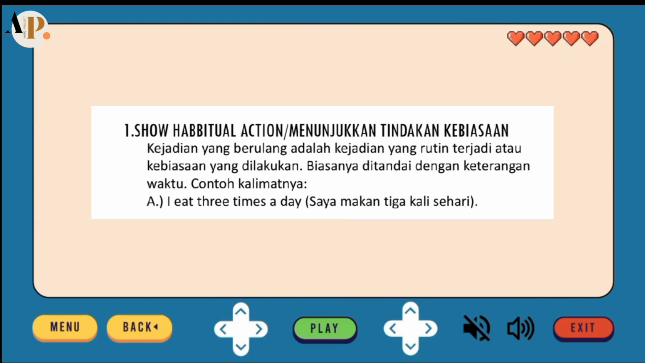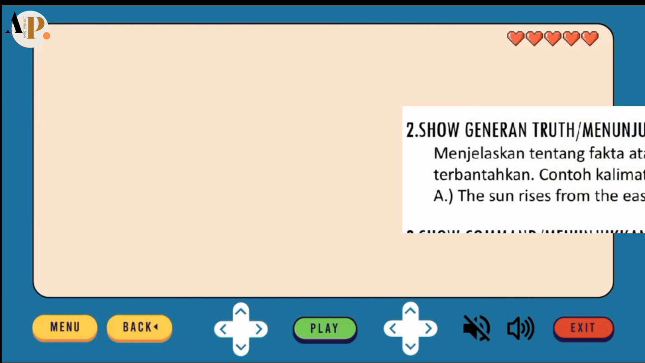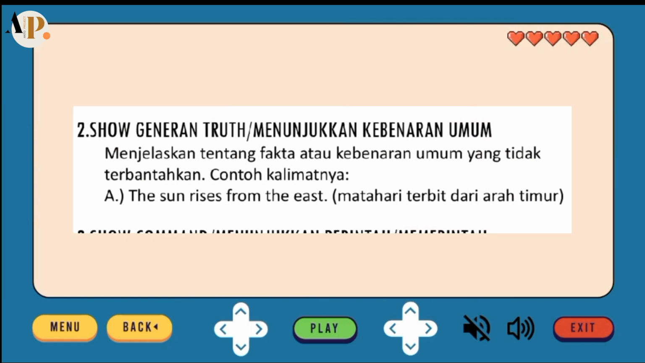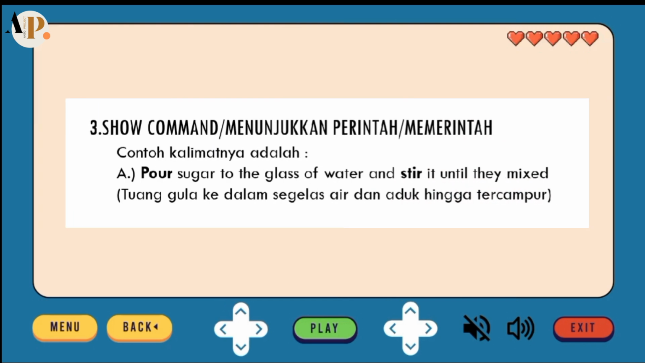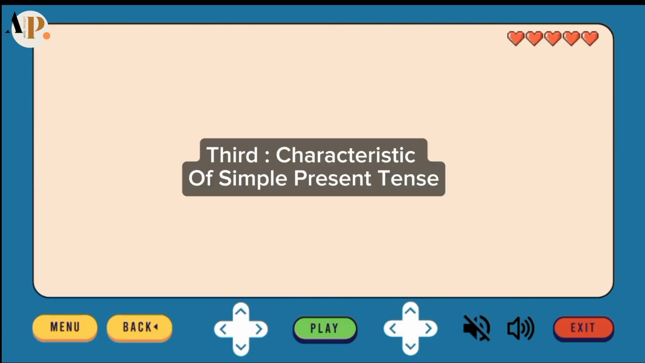For example, I eat 3 times a day. 2. Show general truth. General truth is explained about facts or general truth that cannot be denied. 3. Show comment. For example, pour sugar into the glass of water and stir it until they mix. Third, characteristics of simple present tense.